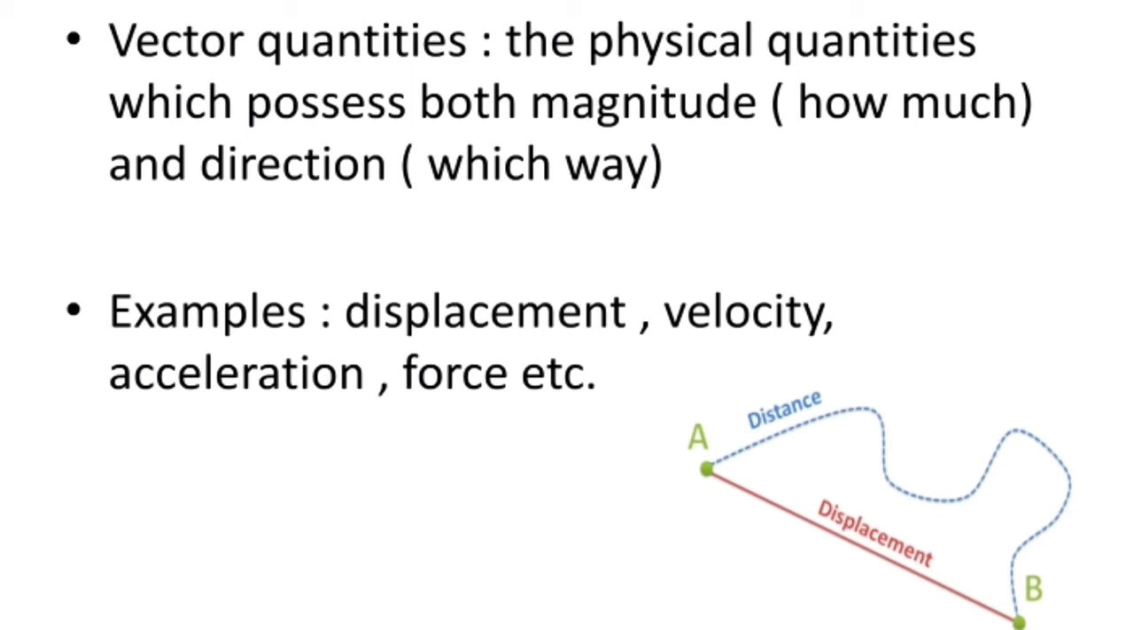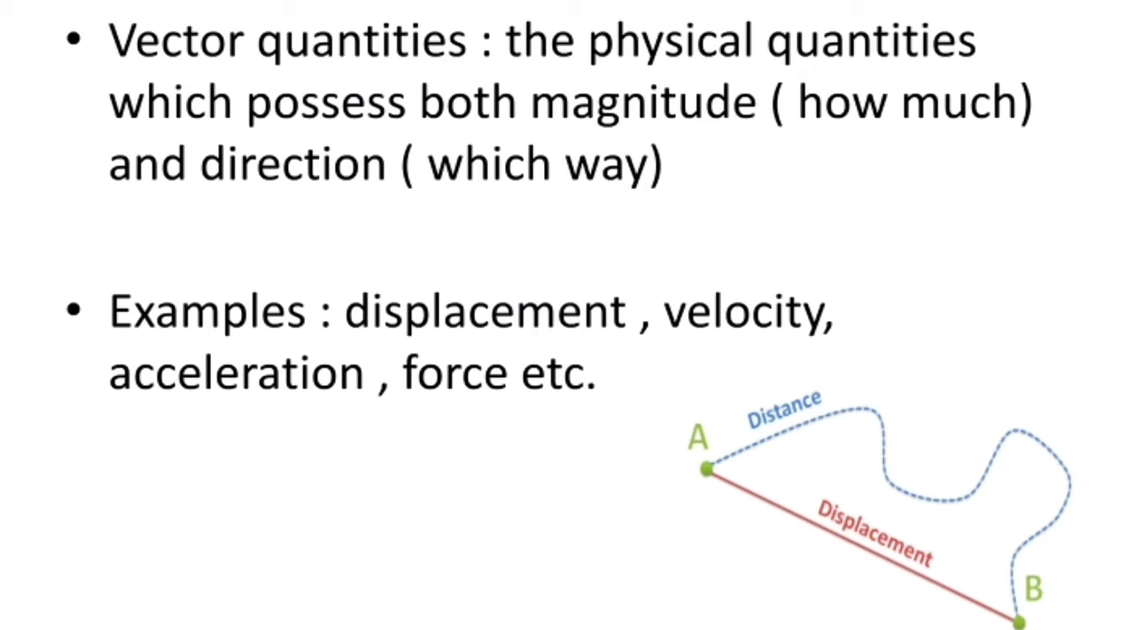But whenever he travels the actual path, he changes directions many times. So there is no particular direction in which he travels to school, and we cannot say the direction with respect to the distance. But displacement means the shortest distance between any two points.